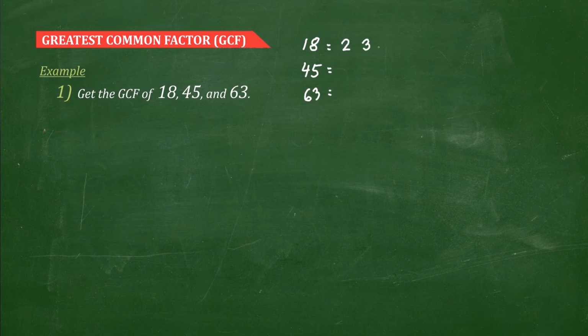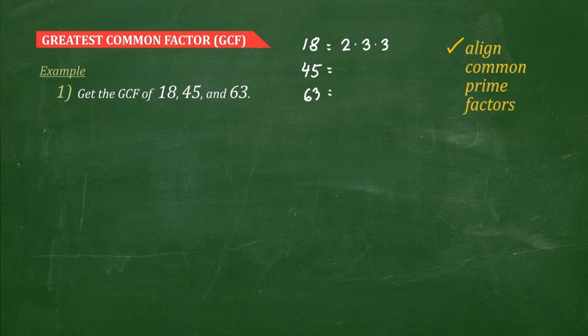9 divided by 3 is 3, which is already prime. Therefore, write 3. So for 18, we have the factors 2, 3, and 3. Now, take note that when using the prime factorization technique to get the GCF, aside from writing the prime factors, we should align common prime factors. So let's apply that. And this time, let's break 45 into primes.